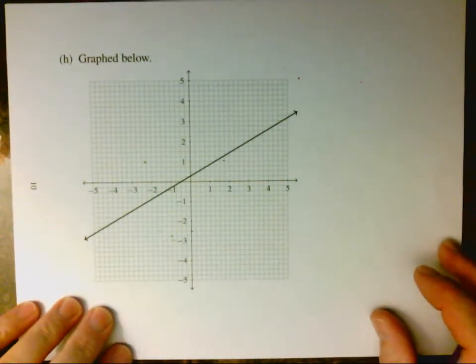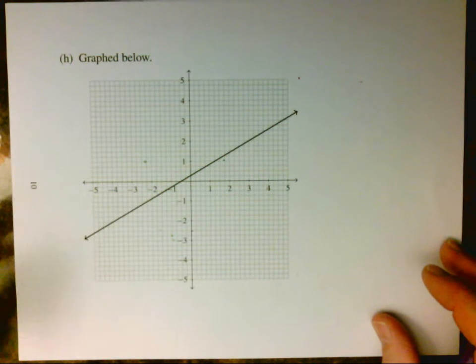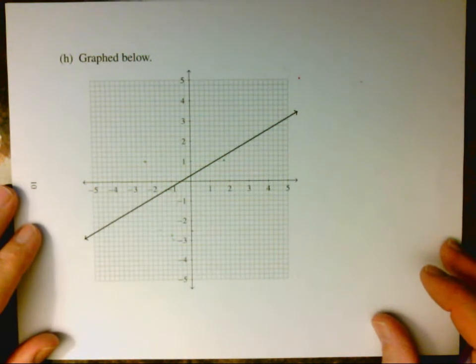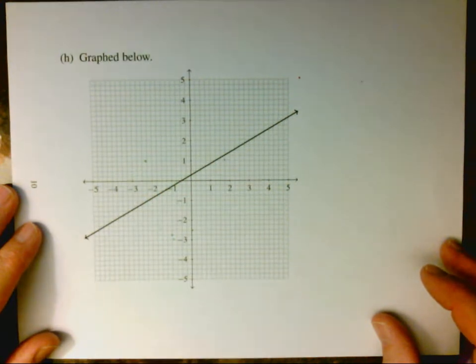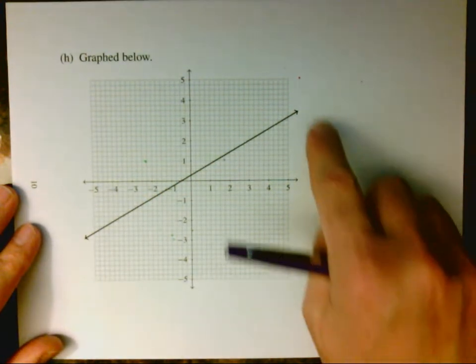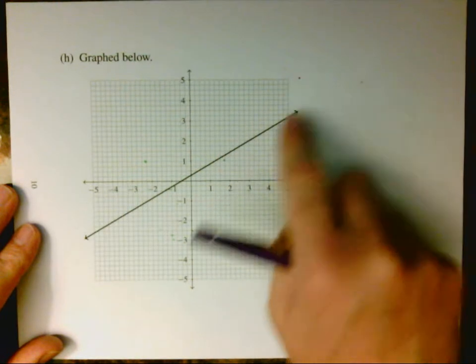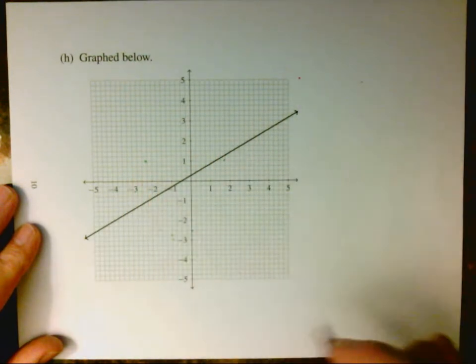Greetings everyone, we're back here on part H of problem 1. Problem 1 has so many parts because we're trying to cover every way that they could throw at you to find the equation of a line. Here the line's graphed. Please ignore the stray little ink marks that have bled through from the previous problems.